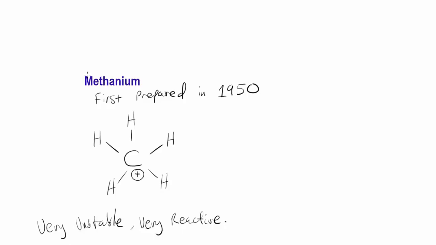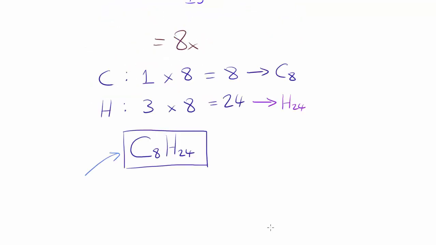I would invite you to look into methanium and how it manages to form 5 bonds when, based on what we know about carbon, that may be quite unusual. But in this case it is something that is actually possible under certain conditions. So it's an interesting thing to look into. But anyway, in our case, our molecular formula is C8H24.